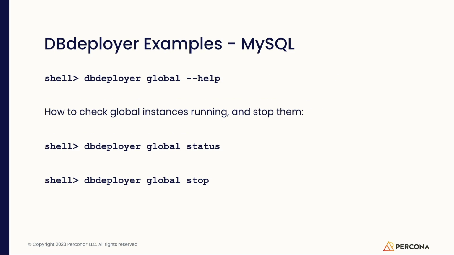Another cool thing we can do with db deployer, which helps us a lot, is to have global commands, right? So we can check the status of all our sandboxes in one go. And we can even operate on them, like db deployer global stop or global status to check if they are up or down, and then stop all of them. This helps us be good neighbors with our colleagues.